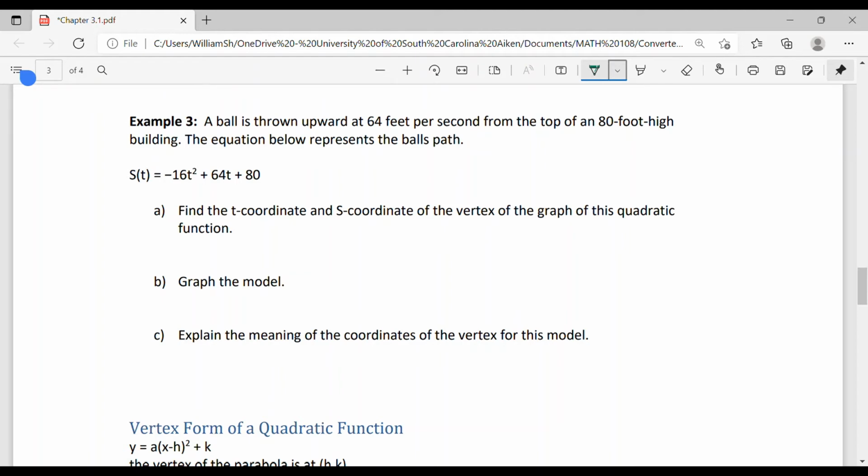The best way to do this, go ahead and go over to the TI calculator and find the maximum of this point. We know it's going to be a maximum because our a here, this negative 16, is negative, and that means it's a maximum. So let's go on over to the TI calculator, put this in, and find the vertex of this graph.